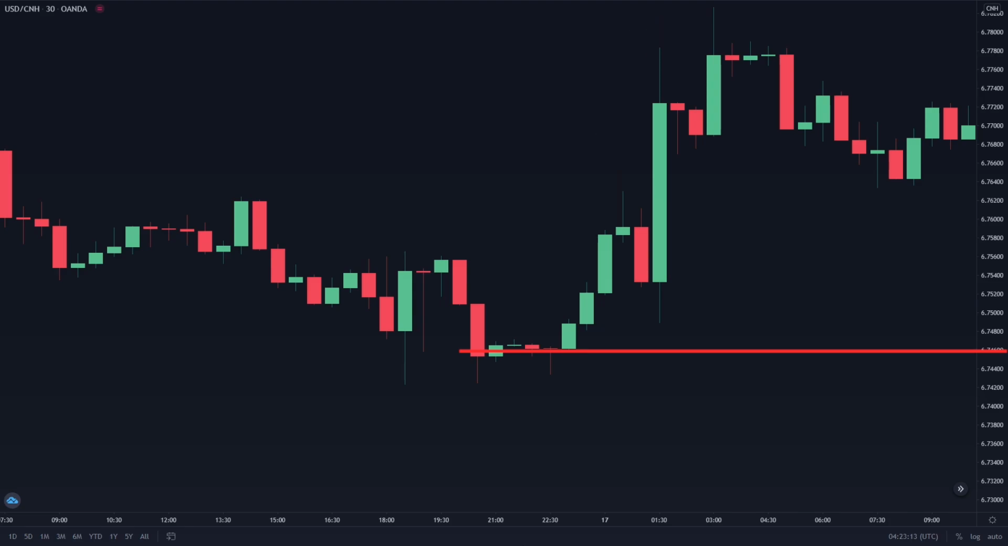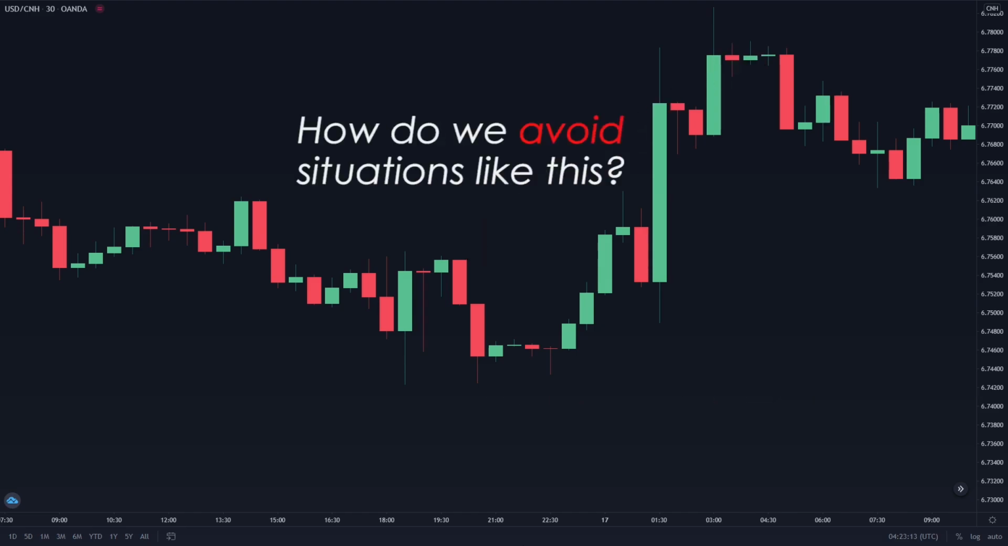If you would have put your stop loss just slightly below here, it would not have been triggered and you would have participated in this trend. So how do we avoid situations like this?